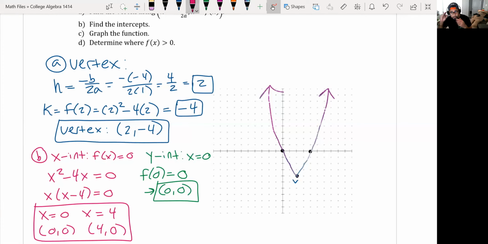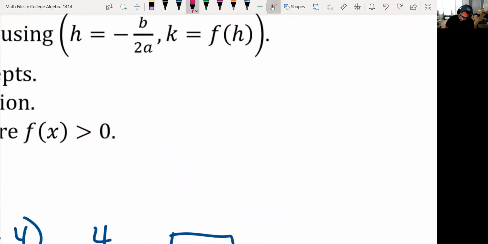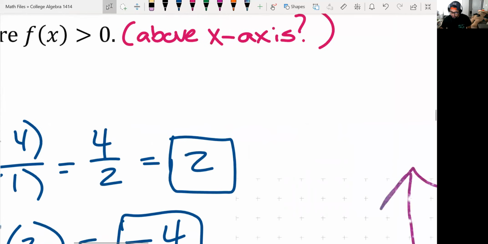And now, let's go ahead and answer. Do all this work to answer that one simple question. Where are we greater than 0? Where are my y values greater than 0? Meaning, where are we above the x-axis? F of x greater than 0.